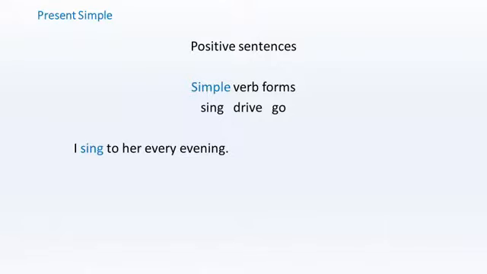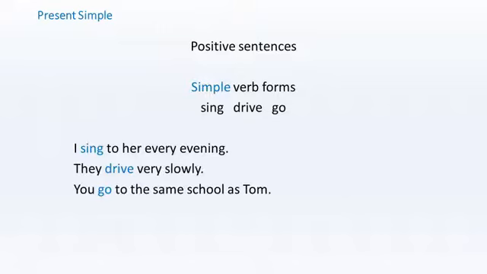For the first person singular, for example, I sing to her every evening. Or for the third person plural, they drive very slowly. And for the second person, you go to the same school as Tom.